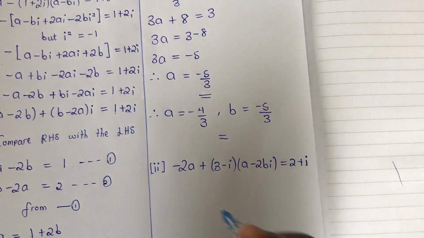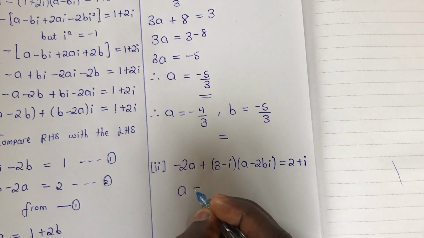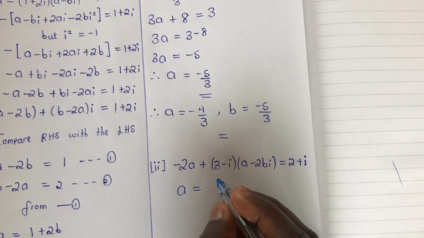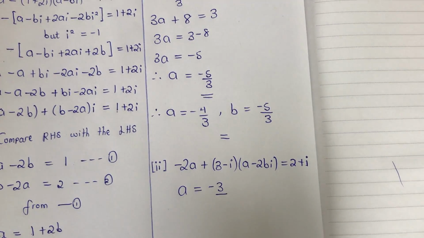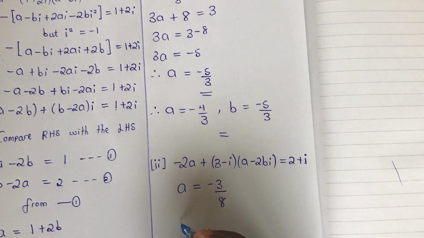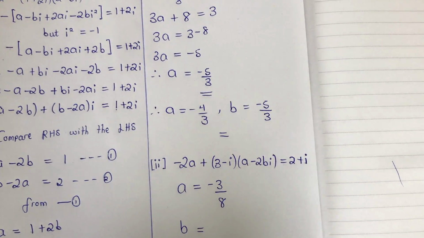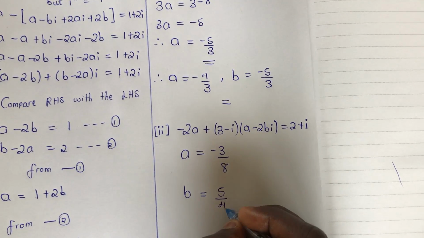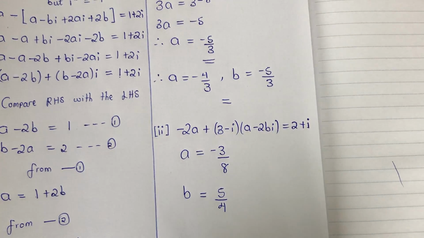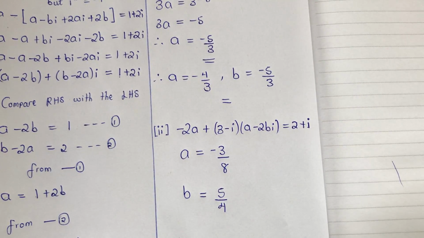So I will give you the possible answers. a will be equal to minus 3 over 8, and b will be equal to 5 over 4. You can cross check this very well to see if I'm not mistaken. So go over this and then let me take the next example.